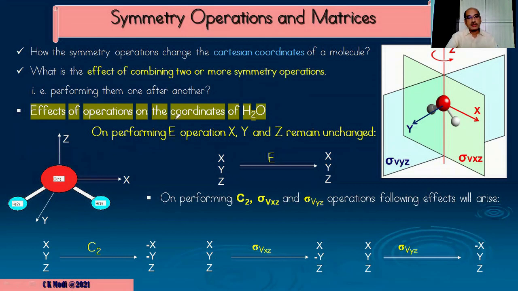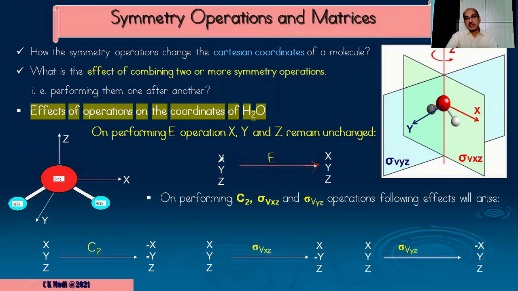So the effect of operations on the coordinates of H2. Now, for example, if I perform the E operation, what should be the positions of x, y, and z after performing the E operation? So these are the three Cartesian coordinates x, y, z. Now, if I perform the E operation.